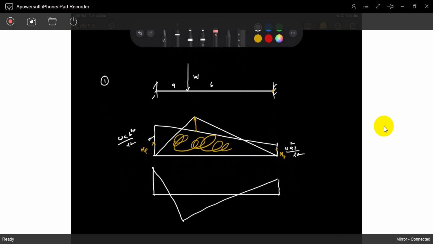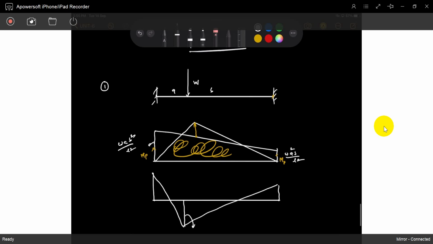Okay. So this is the bending moment. You can write it. Now we can see this reaches the MP. This is also MP, the resistance. This is also MP. Understood? This is also MP.